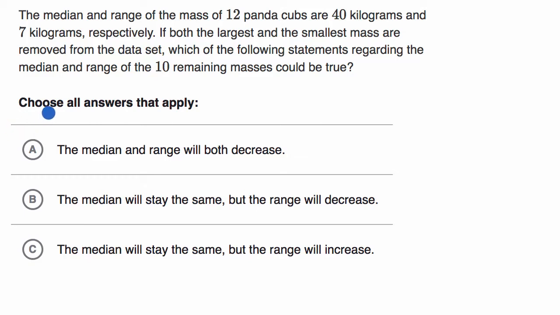So here we have a question on center and spread. It says the median and range of the mass of 12 panda cubs are 40 kilograms and 7 kilograms respectively. If both the largest and the smallest mass are removed from the dataset, which of the following statements regarding the median and range of the 10 remaining masses could be true? And it says choose all answers that apply.